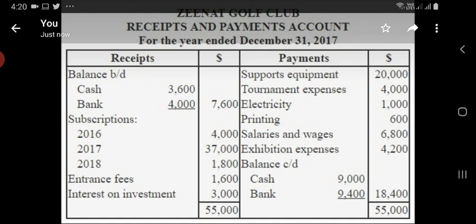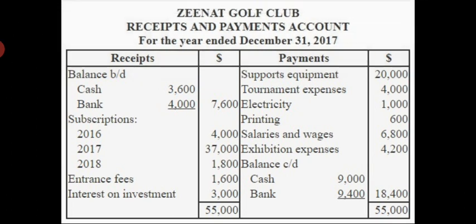The opening balance of the receipt and payment account represents the cash and bank balance at the beginning of the year, whereas the difference between the total of the two sides reflects the closing balance of cash and bank at the end. Look at this illustration here in the picture.